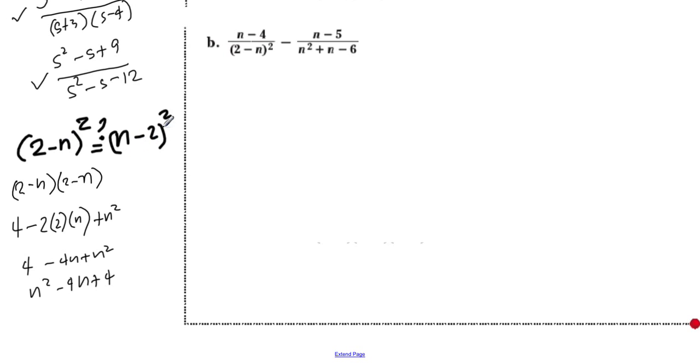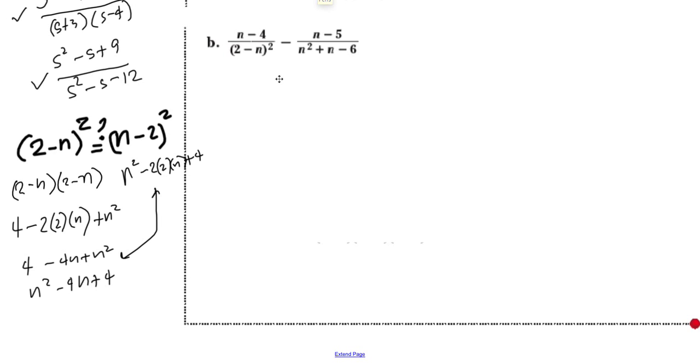And if you have n minus 2 squared as well, if you follow this as a perfect square trinomial, this is the same as n squared minus 2 times 2 times n plus 2 squared, or 4. If you notice, they're one and the same. So 2 minus n squared is the same as n minus 2 squared. Okay, so now that's cleared up.